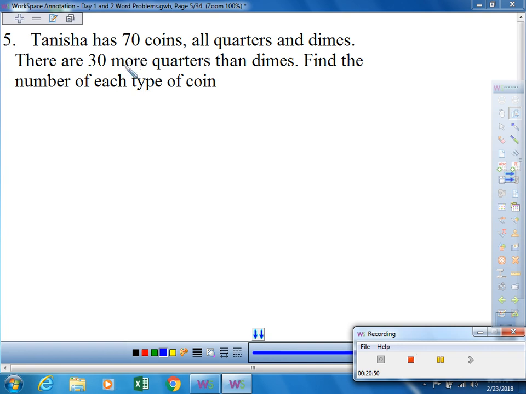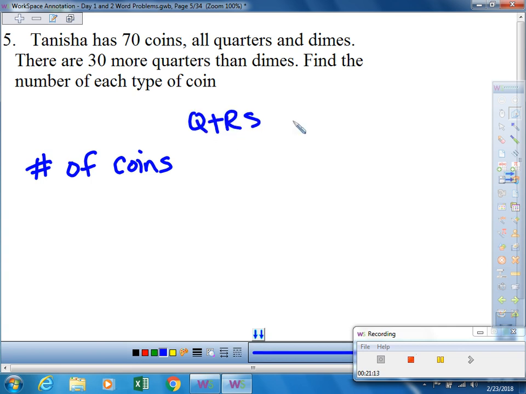Tanisha has 70 coins, all quarters and dimes. There are 30 more quarters than dimes. Find the number of each type of coin. So, do we have a number of coins? Yes, so we're going to start with that. Number of coins. And then we're going to title it. We have quarters and dimes. And then total.